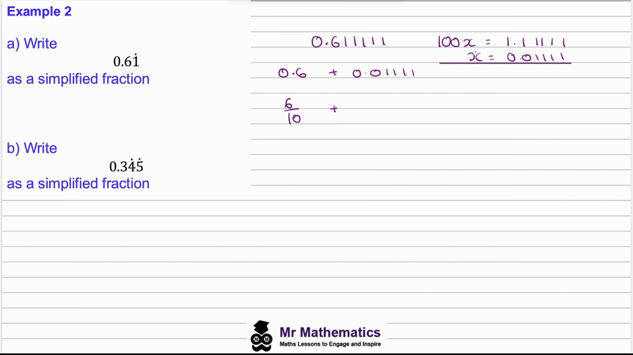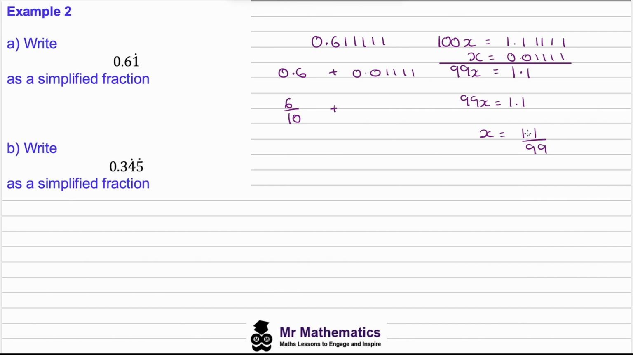So 100x take away the 1x will give us 99x. And then we'll have recurring numbers here. Then we'll have 1 take away 0, which is 1, and another 1 take away 0, which is also 1. So 99x will equal 1.1. So x will equal 1.1 over 99.